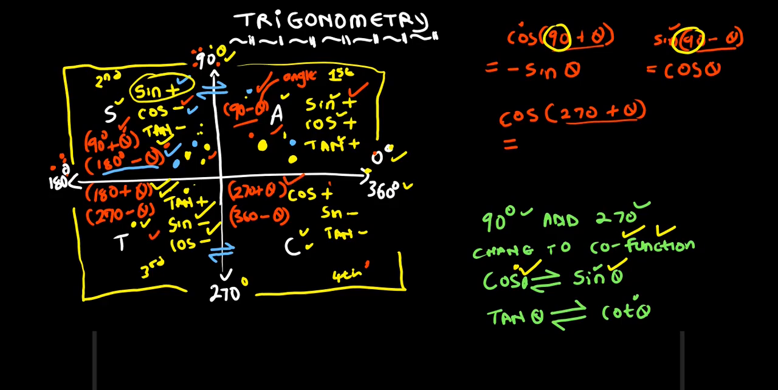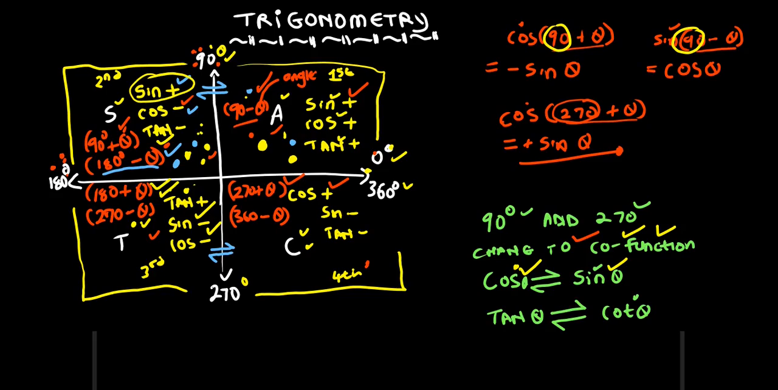Yes, we have it. Is cos positive or negative there? It is positive. So our answer is going to be positive. But because we have this 270, we change to cofunction. And when we change cos, it's going to be sine of theta. And that's our answer. And that's how you solve these kinds of questions.